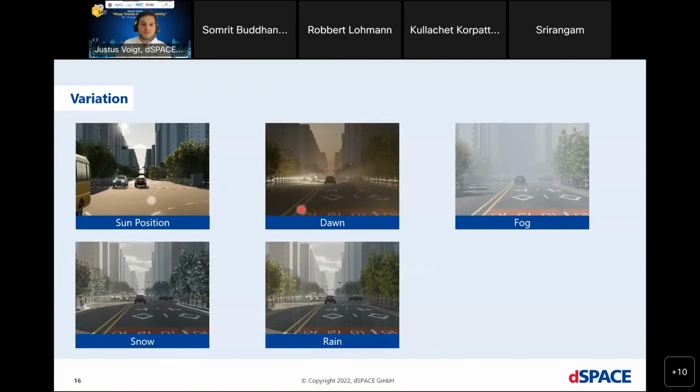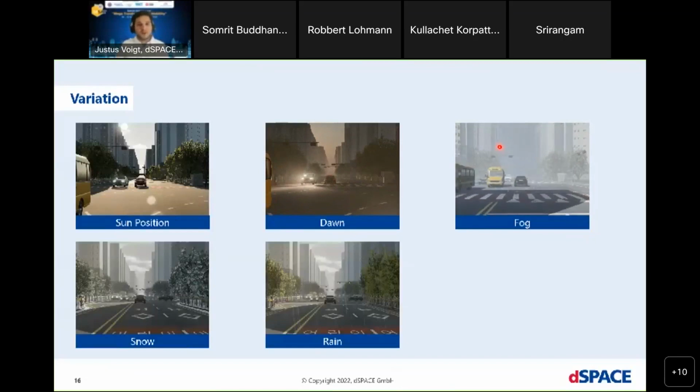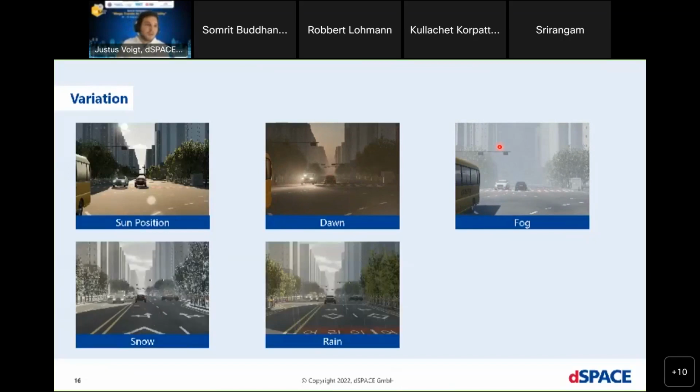How does your perception work in the same scene, but at dawn? Headlights are on, but the scene, of course, is way darker with just a little sunlight. And fog significantly reduces visibility. A lot of objects will be detected later than without fog. So will your algorithm still navigate safely? And how do you perform in rain or snow?